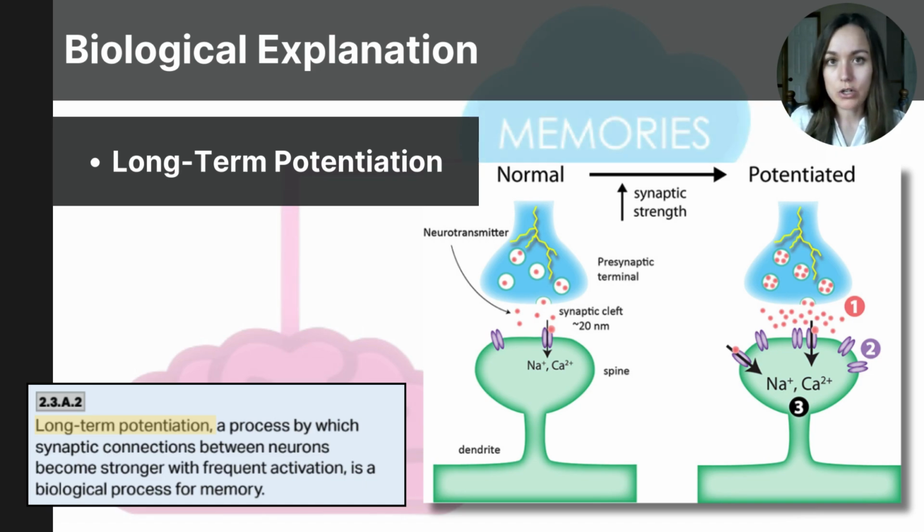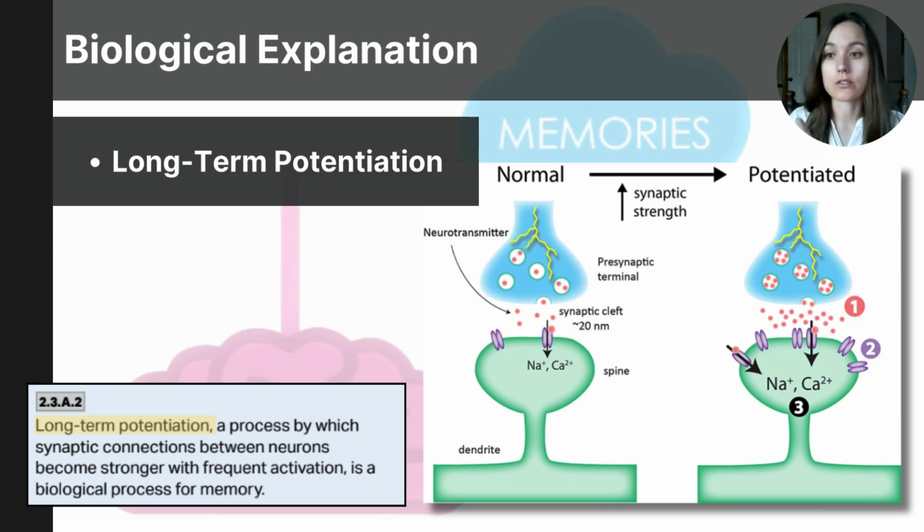In more simple terms, LTP means that the more you use a neural pathway, the stronger and more efficient that neural pathway becomes. And you can see this by comparing the two diagrams on the screen. The illustration shows a before and an after comparison of the same synapse. And you can see after repeated communication, a change occurs in the synapse. Notice the difference between the two synapses in the two side by side illustrations.